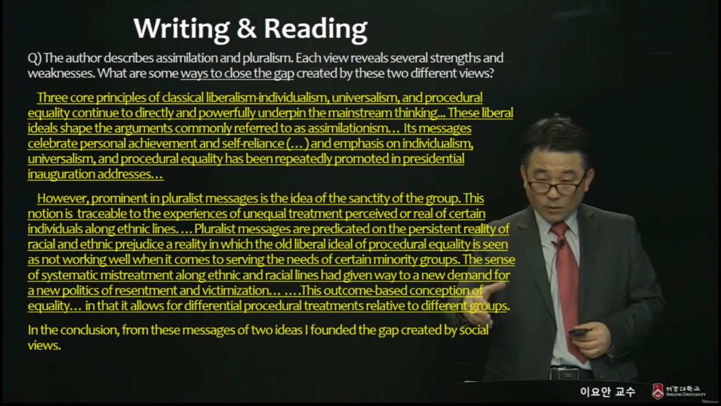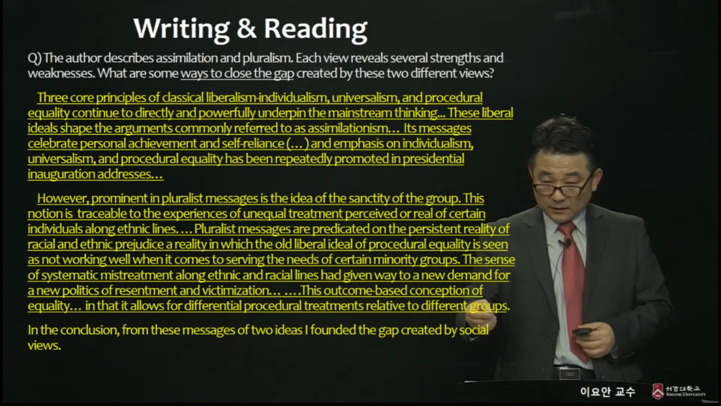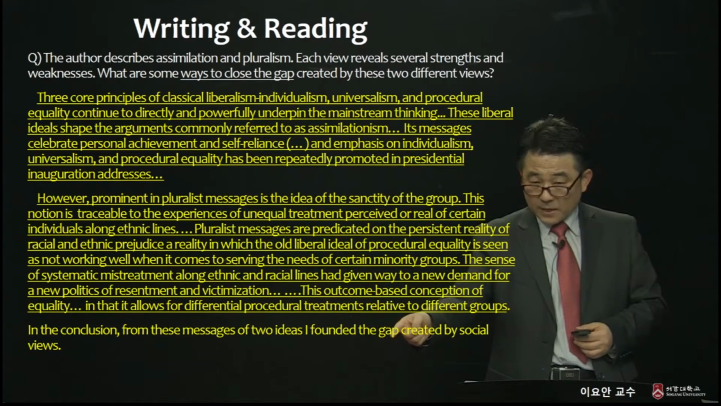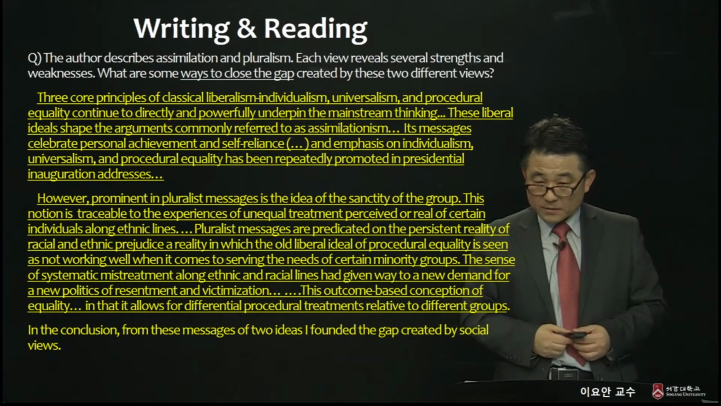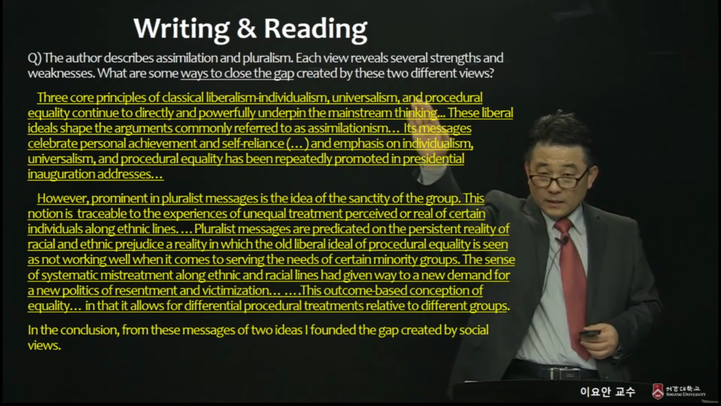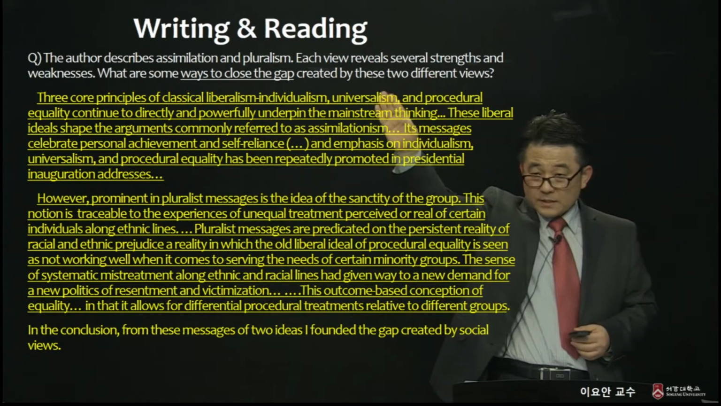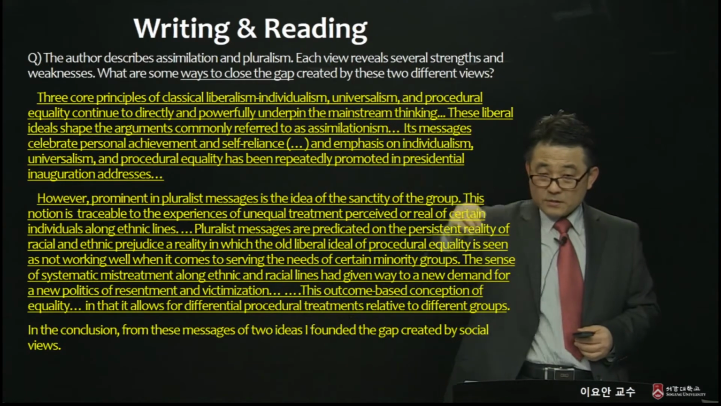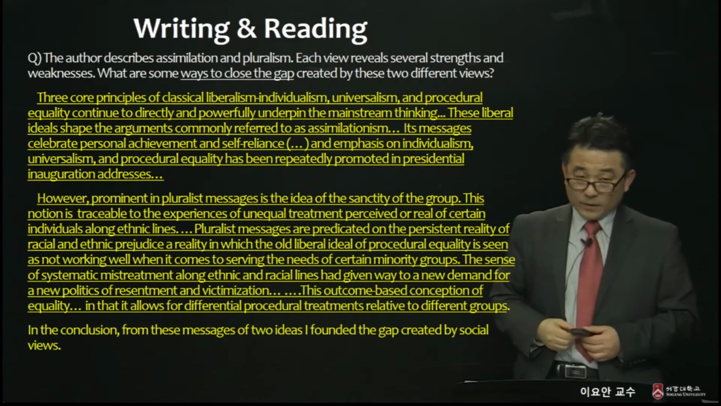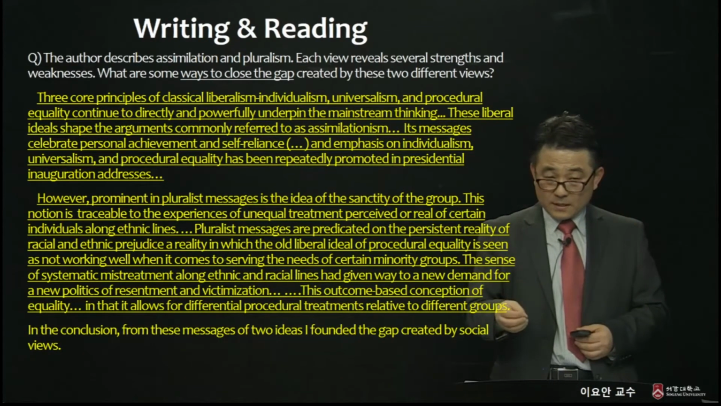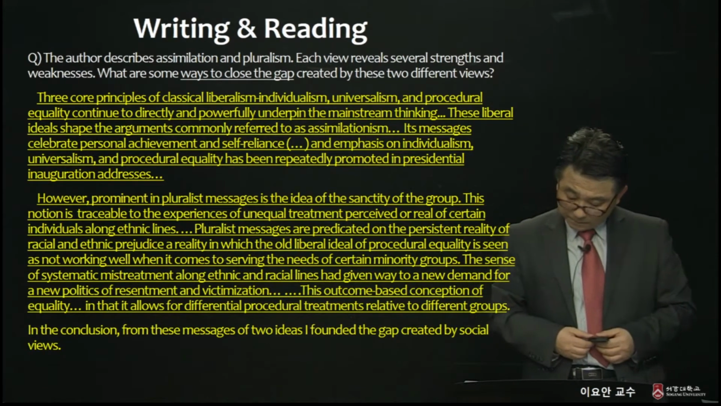And if you look at the last sentence, that is the only original sentence that is not copied. The sentence is very similar to the writing prompt. "From this message of the two ideas, I found the gap created by social view." And here, if you look at the prompt, "Each view reveals several strengths and weaknesses. What are some ways to close the gap created by two different views?" So, in conclusion, this short essay is entirely copied from the source text.